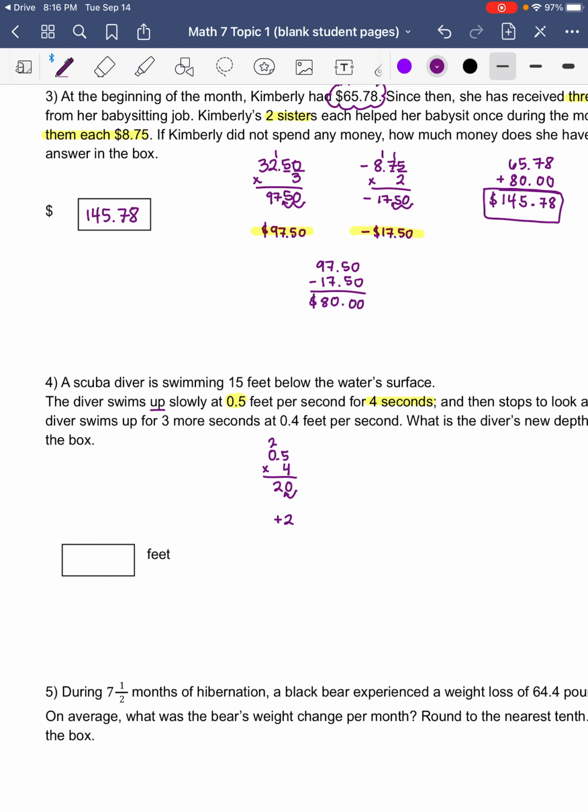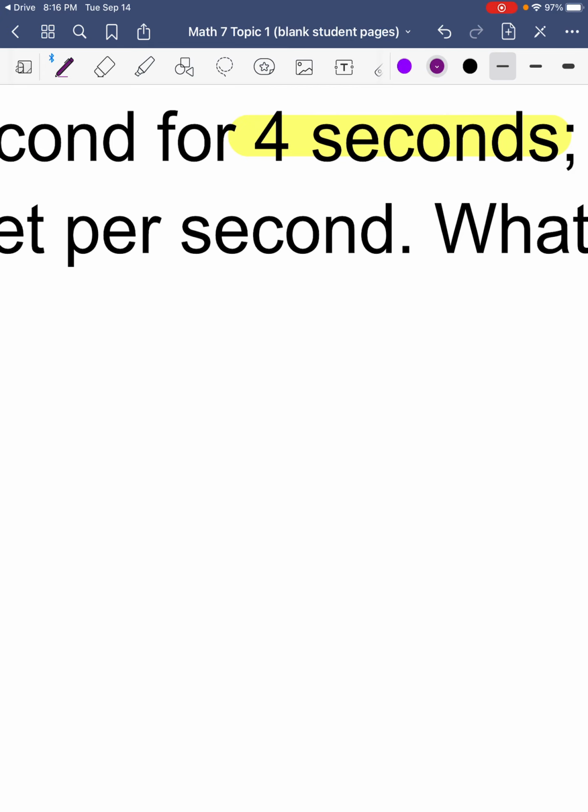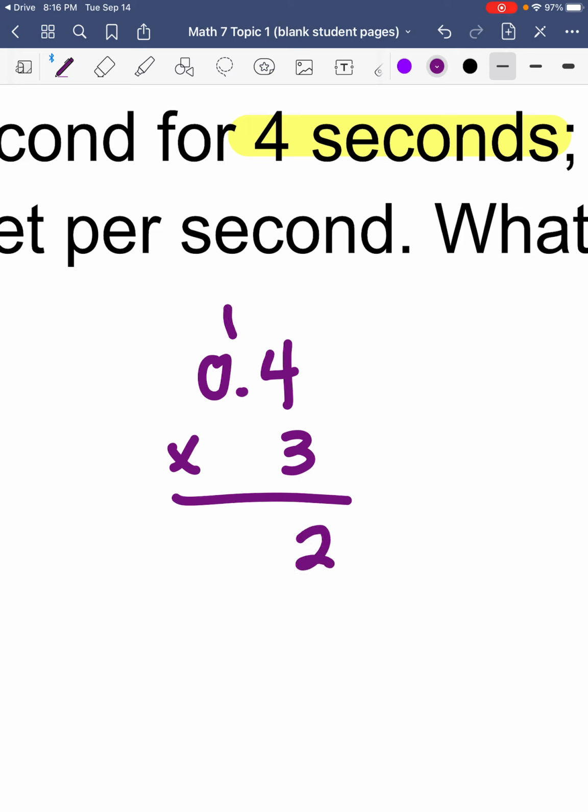Okay. Then he stops, and he's looking at an eel. And then he swims up again for 3 more seconds at 0.4 feet per second. So because this is up again, both of these numbers are positive. So I'm going to multiply these numbers together now. So 0.4 feet per second times 3 seconds for how long he was swimming. 3 times 4 is 12. Carry my 1. 3 times 0 is 0 plus 1 is 1. There's 1 decimal place, so I'm going to move this 1 place value over. So I get a positive 1.2 here.